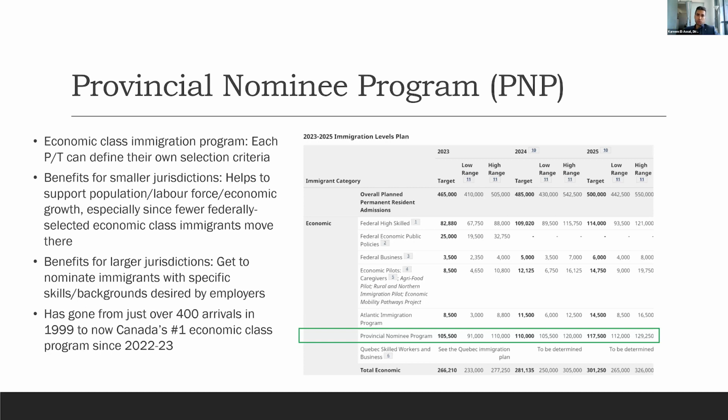And this is very important when it comes to a discussion on regional economic development as well as supporting labor shortages. That is because Canada's history shows if you don't give smaller jurisdictions the ability to shape their selection criteria and to identify newcomers they feel can support their labor force needs, it becomes very difficult for those communities to be able to attract immigrants.